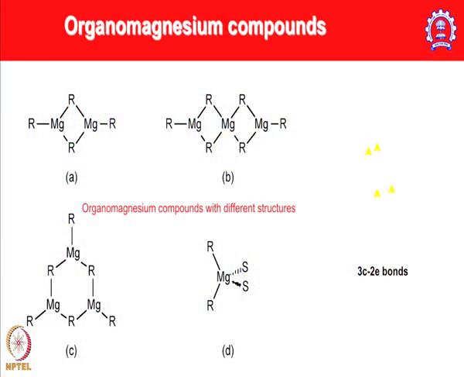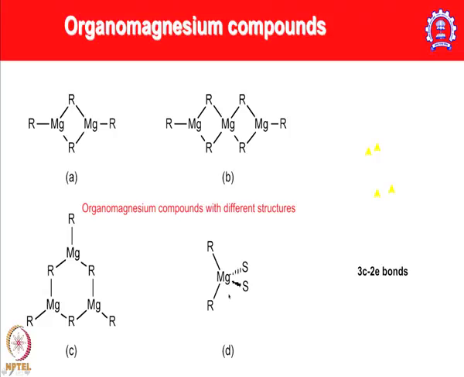You can see here I have shown some structures of organomagnesium compounds. They can have a dimeric structure with the two alkyl groups bridging, or one can also have a trimeric structure like this, two such units bridging, or a cyclic structure in this fashion, or simply they can exist in monomeric form if the solvent is available to satisfy coordinative saturation.